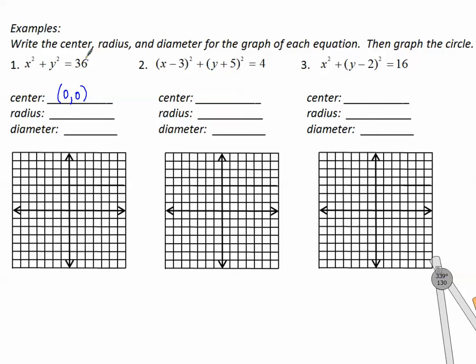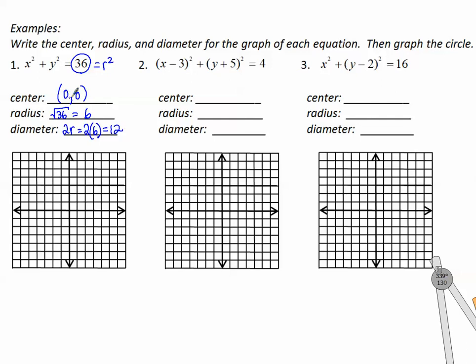The radius we get from this number. This number is equal to the radius squared. So how do we get to this number? We have to take the square root of that number. So square root of 36 is 6. The radius is 6. Remember, the diameter means 2 times the radius. So the diameter is 2 times 6, or 12.